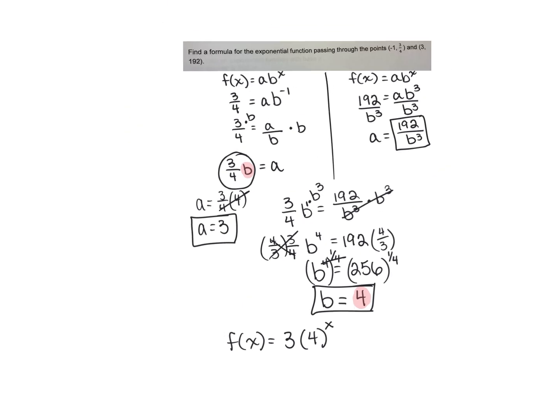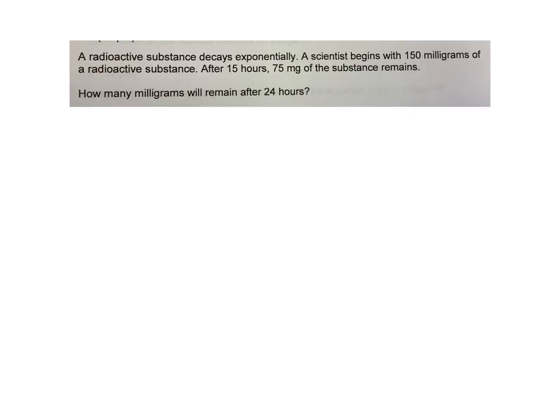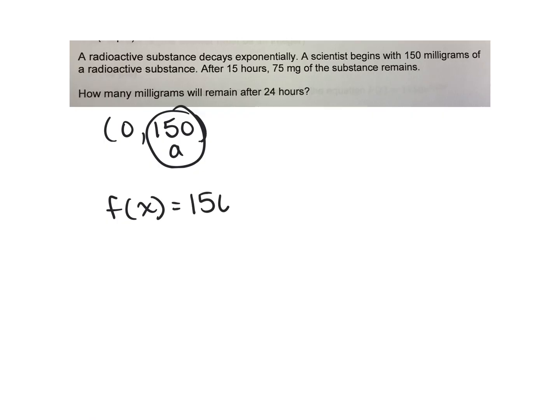So those take just a couple more steps, so be careful when you set those up to be very mindful of where your b goes and then how to solve for it. Next one is a concept that you have heard in chemistry, that if you have a radioactive substance, it decays exponentially, so it has a half-life in general is what we talk about. This one says that a scientist begins with 150 milligrams, so (0, 150) is one of my ordered pair points. This also gives me my initial value, so I know that a is equal to 150, so I'm going to plug that in to my equation. So I have f of x is equal to 150, and then I still have to figure out what b is, and that's raised to the x power.